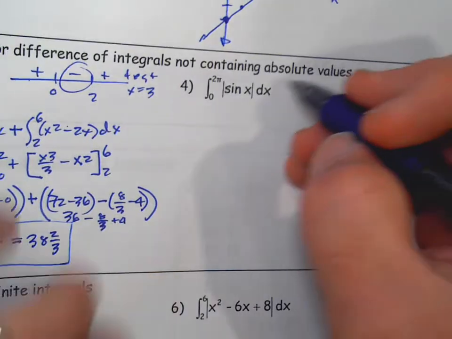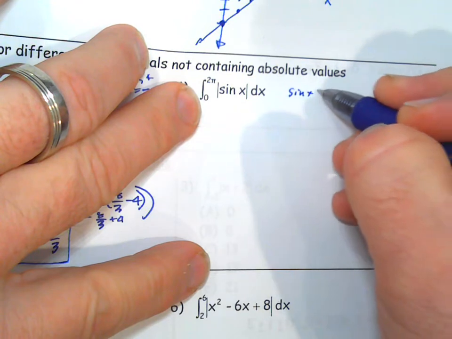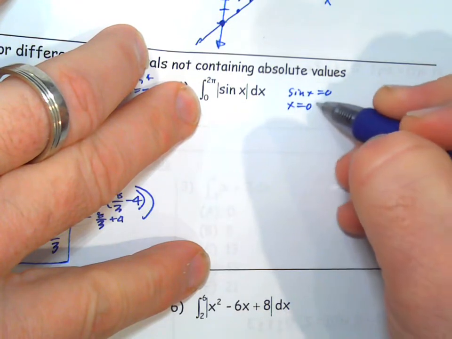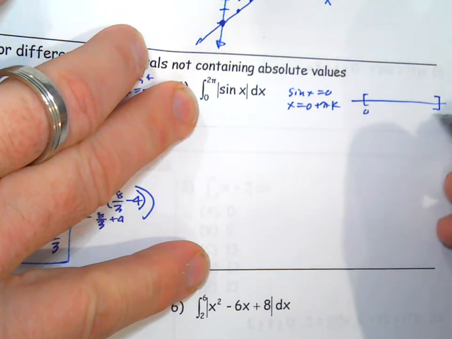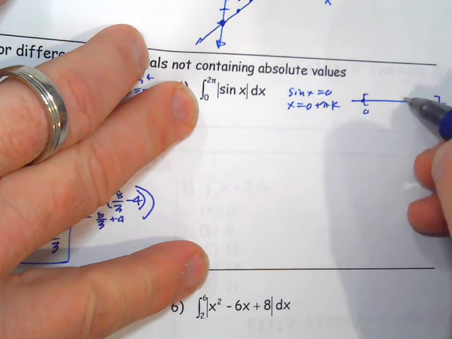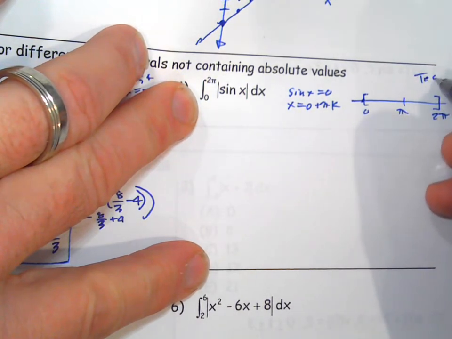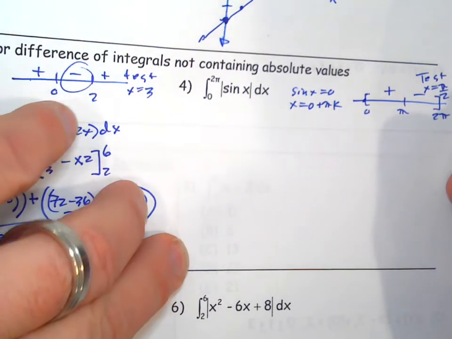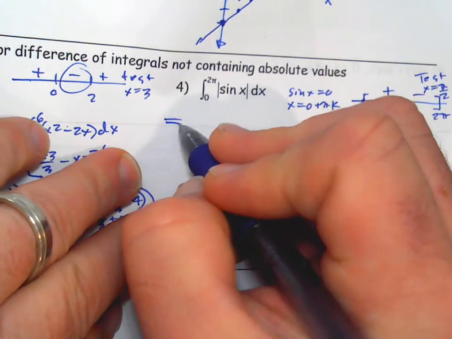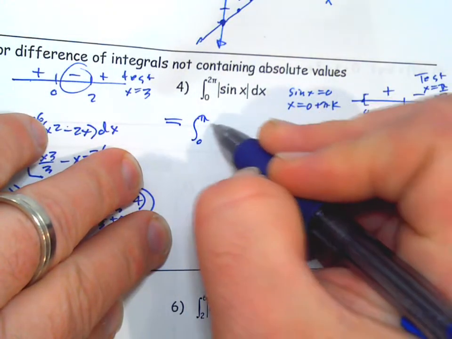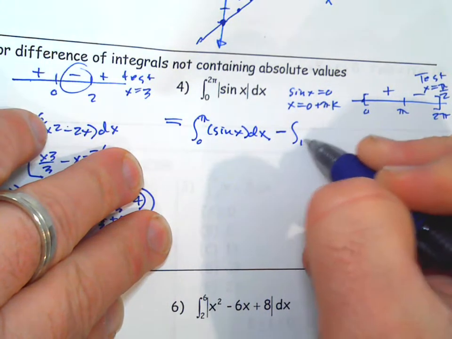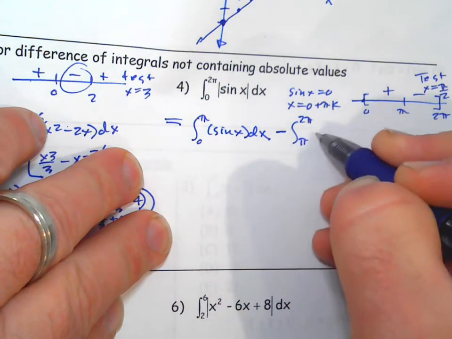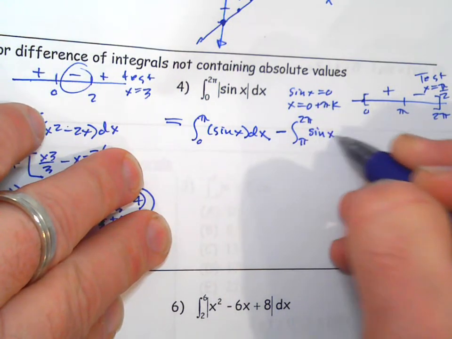Okay, next one is a sine curve. So we got to figure out what sine equals 0. So that's going to be at 0 plus pi k. We only care about 0 to 2 pi. So 0, pi, test the value. You can't test 0. Do like pi over 2, which would be positive, negative. So we need to do 0 to pi. Drop the absolute values. Don't even need parentheses here. Minus pi to 2 pi. You gotta do pi to 2 pi on its own, but it's also going to be negative, so we're going to fix it by adding an extra negative.